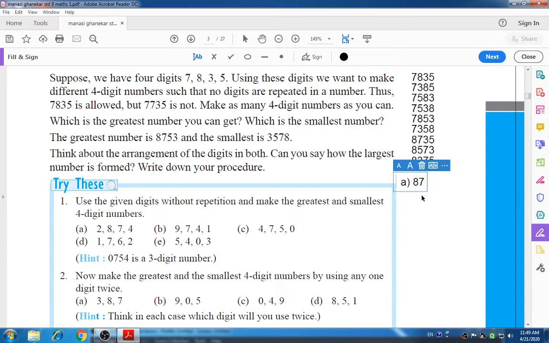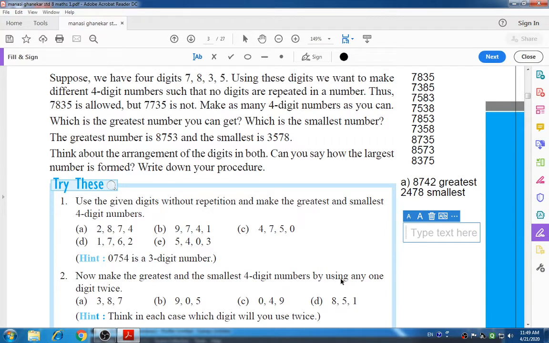Afterwards, 8, 7, 4, 2. This one is the greatest. Okay, I will write here greatest. Which one is the smallest? So I have to start from the smaller digits, that is 2, 4, 7, 8, which is the smallest. Okay, the next. I'm going to solve this third one because it is considering 0.